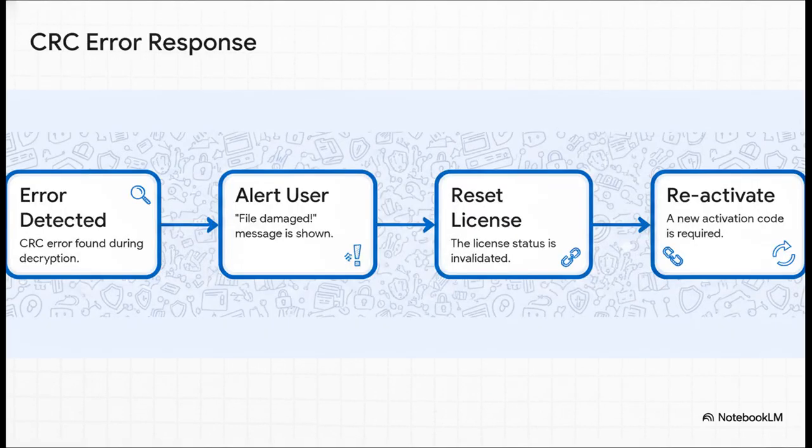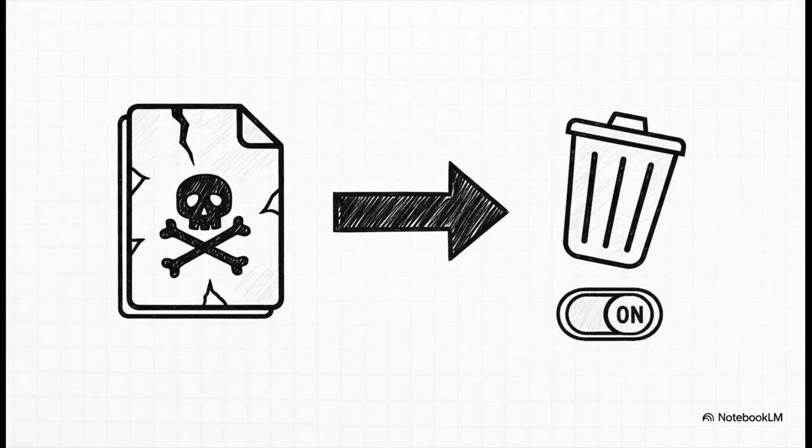So here's exactly what that looks like in practice. The CRC error is found, the user gets a file damage message, and in the background, poof, the license is gone. This means they have no choice but to get a fresh, legitimate activation code to get the software working again. This one is another proactive measure that's on by default.